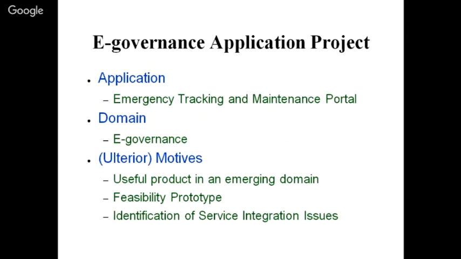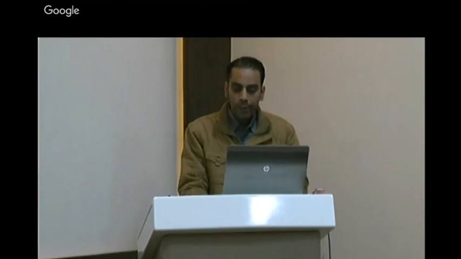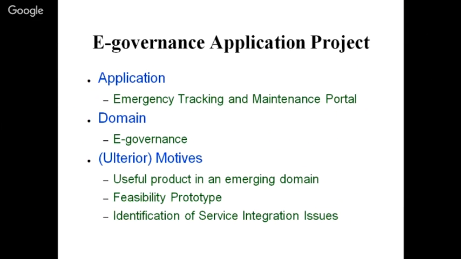So it will save your efficiency, energy, and remove the confusion. So here are the motives. What are the motives for this project that they have proposed? A useful product in an emerging domain, that is emergency tracking in case of disaster. Feasibility prototype: you have to come out with a prototype. Then identification of service integration issues: how to integrate those things with the system.